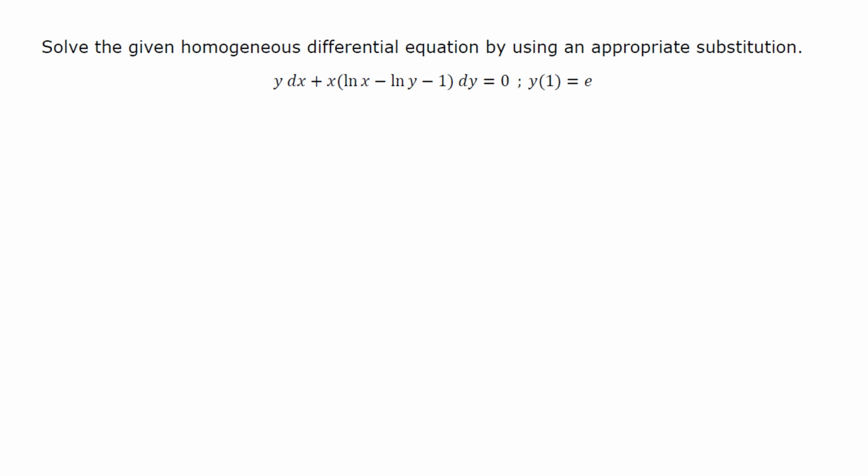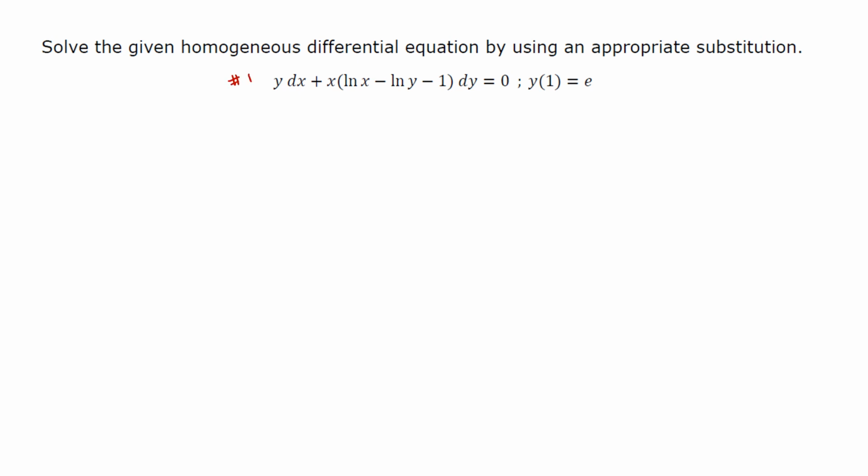Okay, our next exercise says solve the given homogeneous differential equation by using an appropriate substitution. Our equation is y dx plus x times the quantity natural log x minus natural log y minus 1 times dy equals 0. And our initial condition is y of 1 equals e. So our first step tells us to verify whether it's a homogeneous equation or not. Since our problem already tells us that it's homogeneous, we do not need to verify.